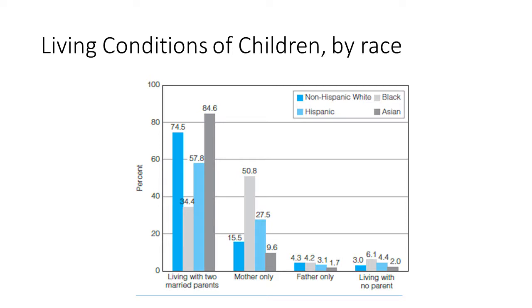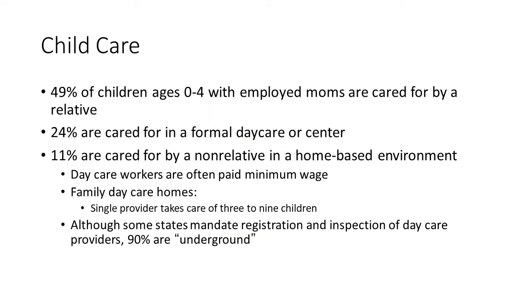All right, I should have popped this chart in before the last slide, but this is where it got stuck. Living conditions of children by race. As you can see, it shows the percentage of children who are living with 2 parents, or just a mother, or just a father, or living with no parents, again, meaning not living on their own, but living with grandparents or another relative.